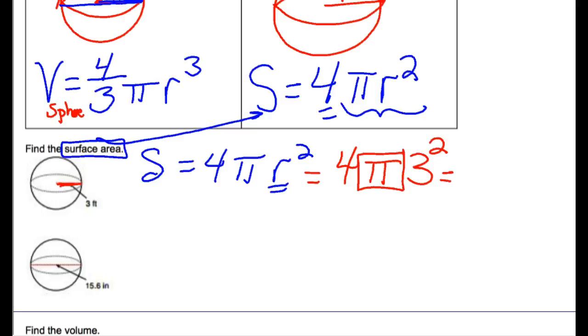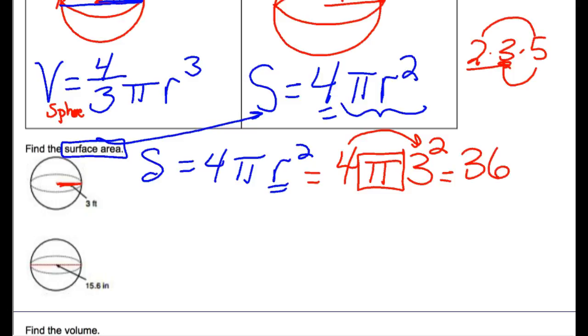So because multiplication is commutative, which means I can move stuff around, it's perfectly legal for me to multiply these first. Watch, 2 times 3 times 5. I don't have to do 6 times 5 and get 30. I could do 10 times 3 and get 30. And that's what I'm going to do here. I'm going to do 4 times 3 squared. 3 squared is 9. 4 times 9 is 36. So I'm going to take care of the first and third term in the multiplication. And then pi, I'm just going to leave on here. So this would be 36 pi feet.